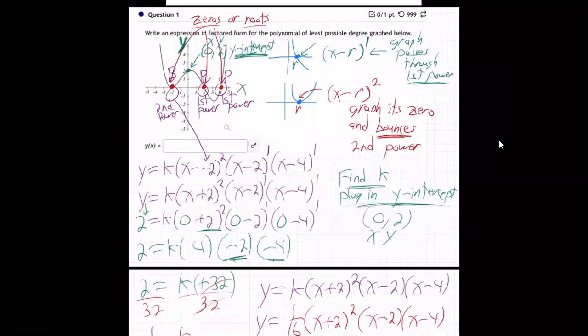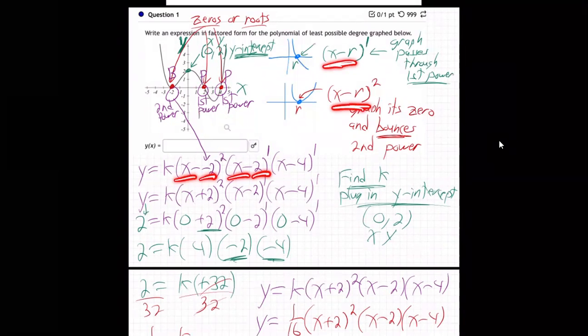And there it is. It's all about, you just find the zeros. And anytime it bounces, that's the second power. Anytime it passes through, those are first power. And it's always x minus the root, x minus the root. Remember how we learned that? X minus the root, x minus the root at a 0.